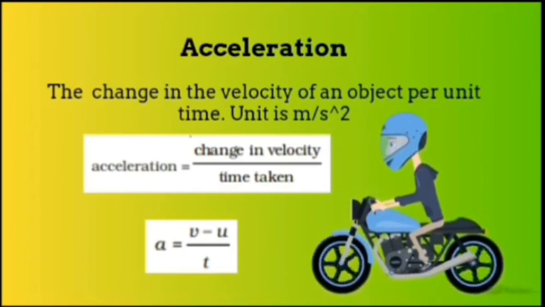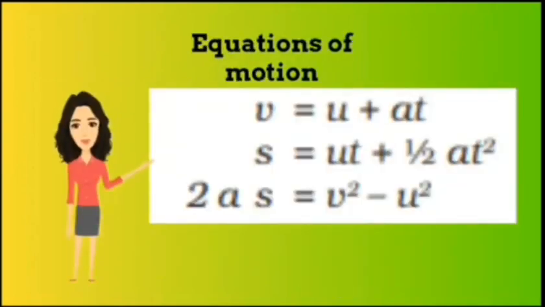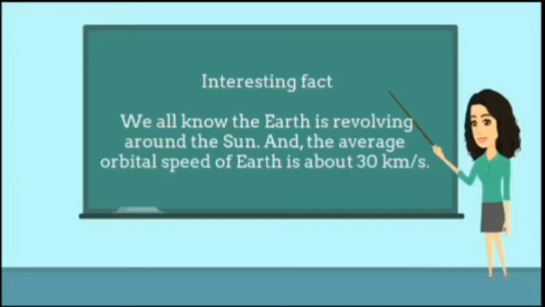Acceleration: the change in velocity of an object per unit time is called acceleration. SI unit is meter per second square. Acceleration can be given by change in velocity upon time taken, that is, a is equal to v minus u upon t. Equations of motion: v is equal to u plus at, s is equal to ut plus half at square, 2as is equal to v square minus u square are known as equations of motion, where v is the final velocity, u is initial velocity, a is acceleration, and s is the displacement or distance.